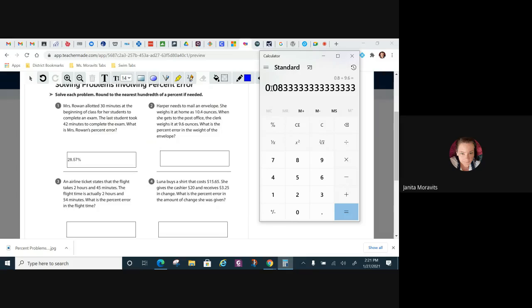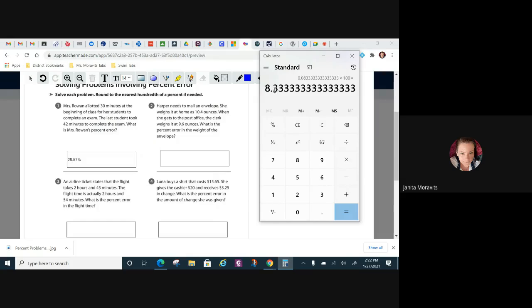Now, remember that we move our decimal 2 places to the right, so that would be 8.3 that goes on forever. And it says to round to the nearest 100th. All right, well, what we're going to do is multiply this so that you can see where the decimal goes when we move it 2 places, times 100.